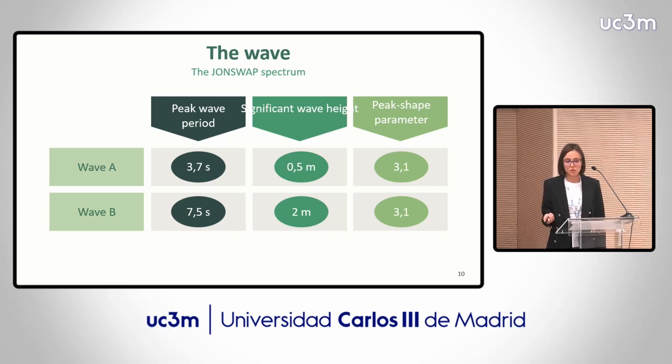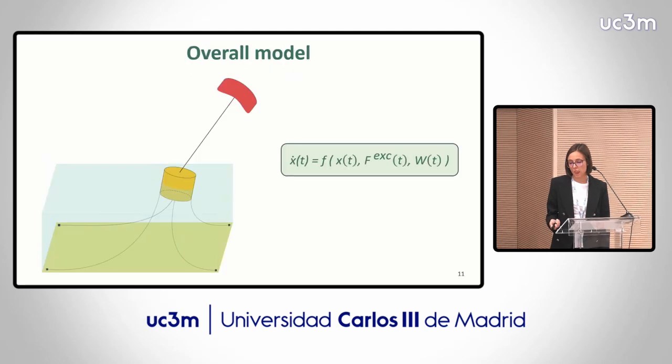The first one has 3.7 as a wave period, 0.5 meters as a significant wave height, and 3.1 as peak shape parameter, and it is like a calm state of sea. While for wave B, we increased a little bit the parameters, both in terms of period and significant wave height, in order to have a state of the sea which is a little bit more agitated, more intense.